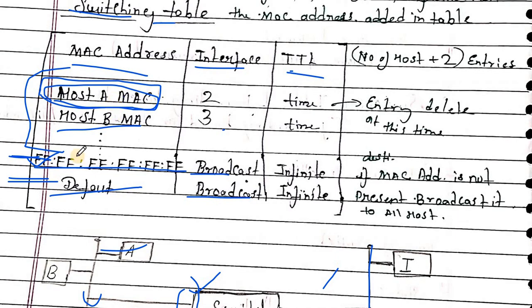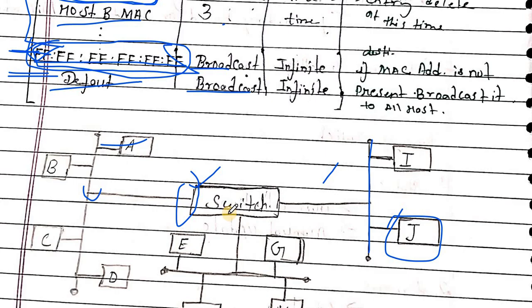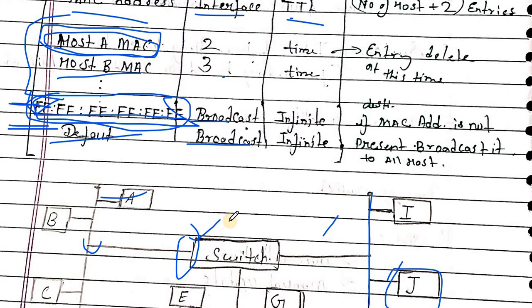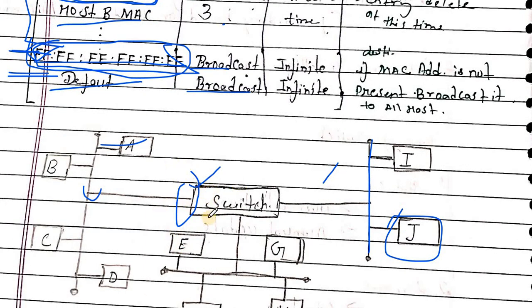For broadcast, this destination address is used if you want to send the frame not to a specific host, but to all connected hosts. We use the broadcast MAC address. If the destination MAC address is a broadcast MAC address, then it will transfer the frames to all connected ports.